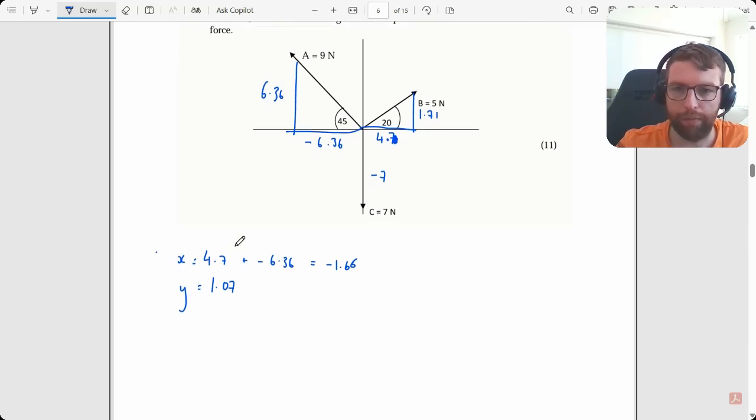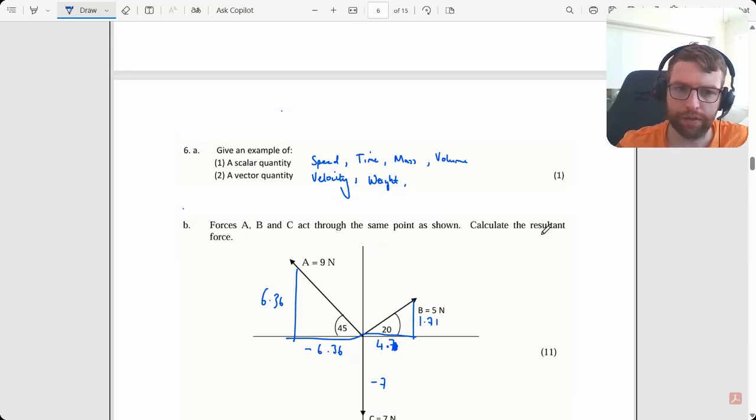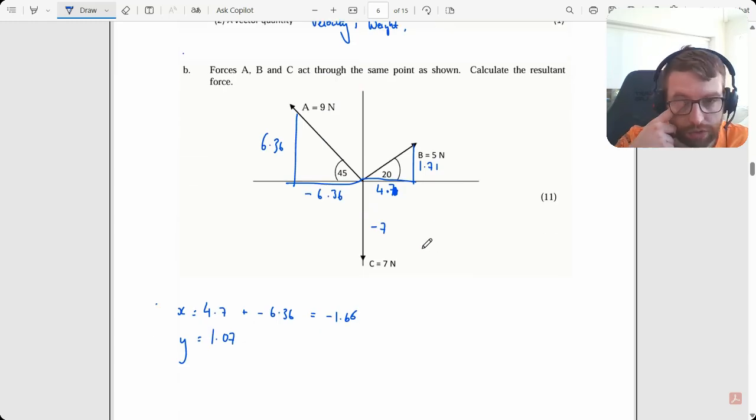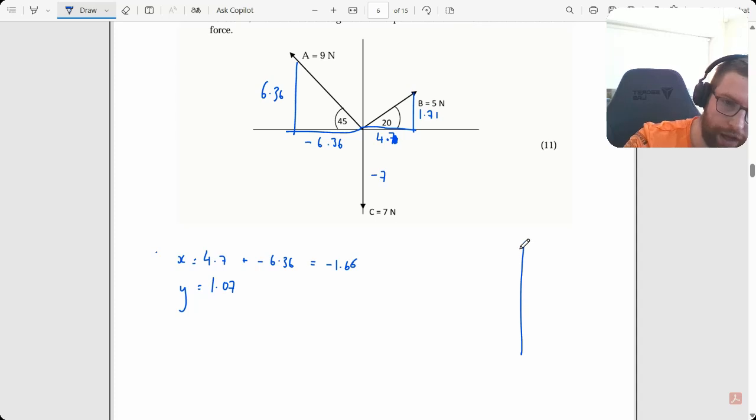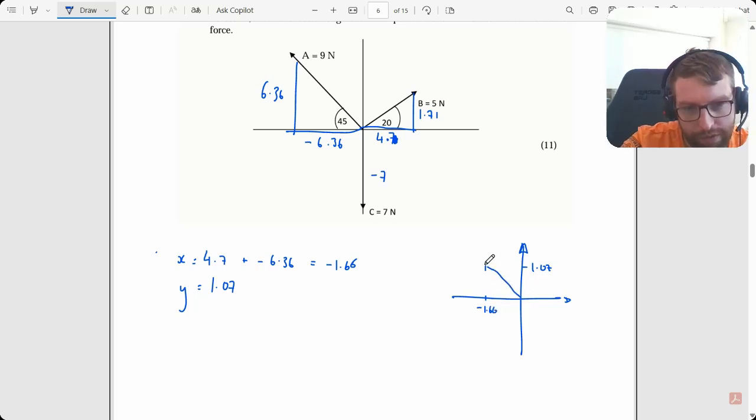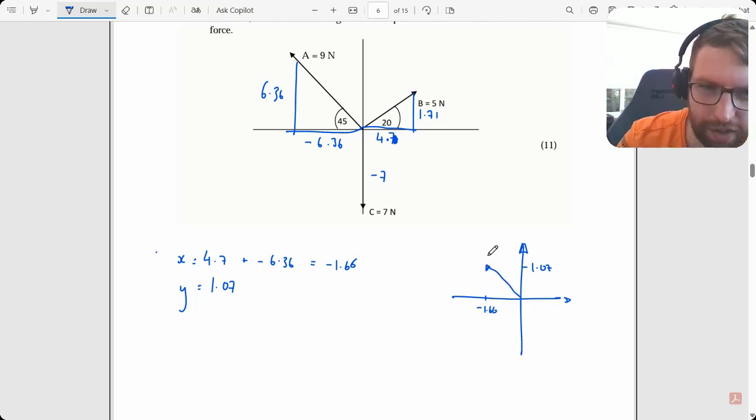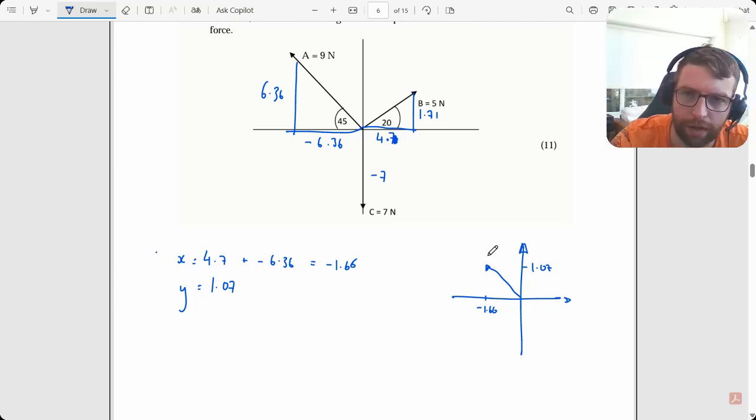And then from there, we just say calculate the resultant force. So I'm actually going to draw another diagram. So then we have a y of 1.07 and we have a minus 1.66. And this is our resultant force going that way. That's how I knew it was kind of wrong when it said 21.